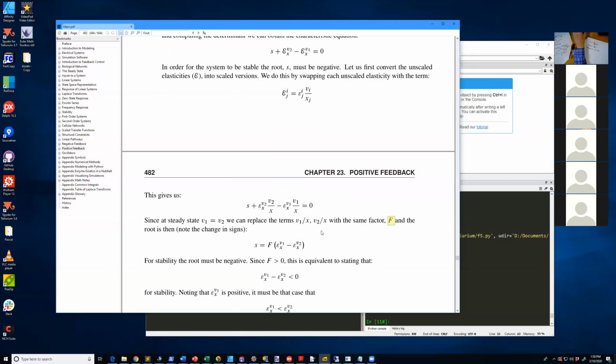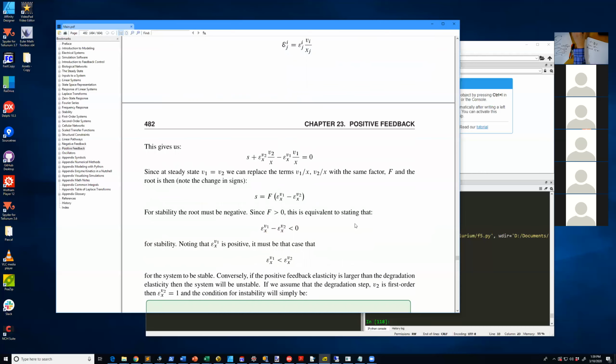All right. So I'll rearrange this equation. I'll get the root onto one side, and then I can pull the V2 over X and V1 over X out as F, and I end up with a difference in the two elasticities. Now I know that F is greater than 0 because the reaction velocities have to be positive, and the concentrations have to be positive. So for stability, the root must be negative, which means that the only way to get S negative is for this to be negative. Therefore, for stability, this has to be negative.